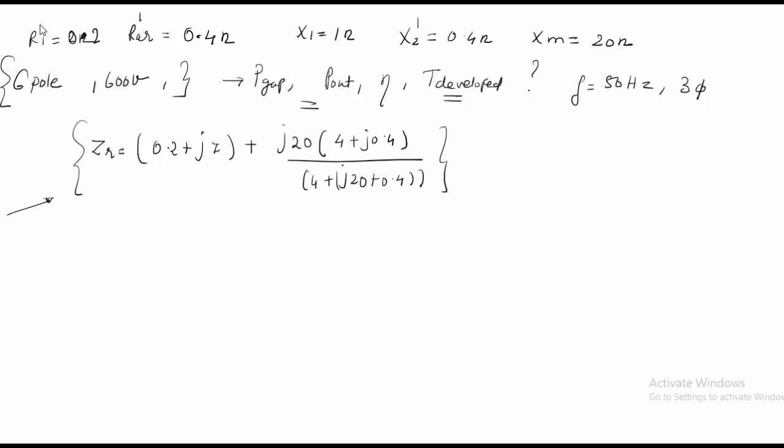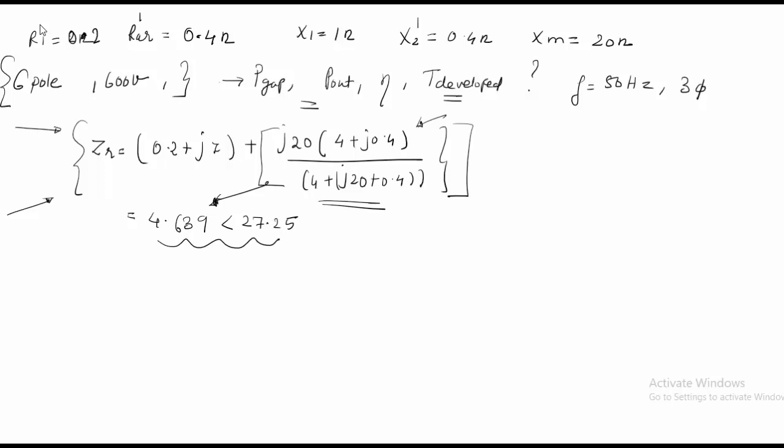So this is your impedance, and when you solve this, it will come close to something like 4.639, making an angle of 27.25. I have already worked this out in my book, so when I solve it, it will take at least 4 to 5 minutes, and you will get that in a way.